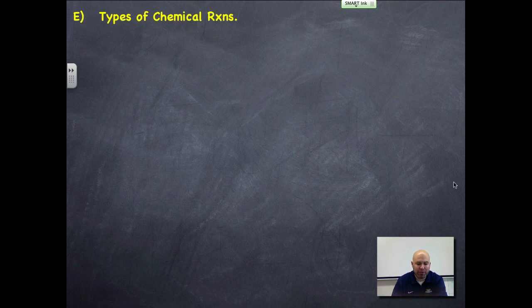Okay, so we've taken a look at writing and balancing equations, and we'll get an opportunity to review a little bit of that as well. But now what I want to talk about is types of chemical reactions, which in turn we are going to define as types of chemical equations.